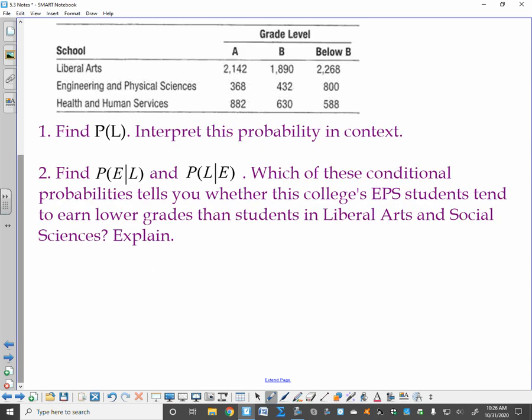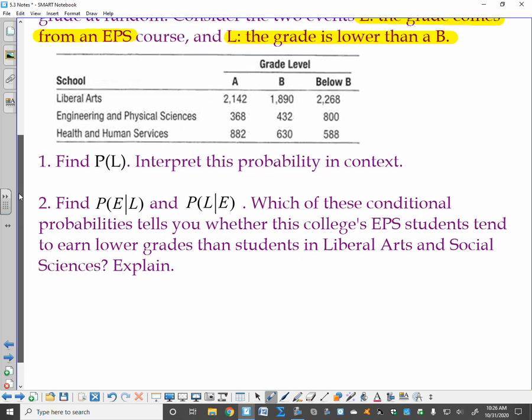Okay, here are my questions. Find the probability of L. Interpret this probability in context. Find P of E given L and P of L given E. Which of these conditional probabilities tells you whether this college's EPS students tend to earn lower grades than students in liberal arts and social sciences? Explain. Okay, here's what I want you to do. I want you to push pause, and I want you to find number 1 and interpret its value. I think you can handle that. And number 2, I want you to find P of E given L, and I want you to find P of L given E, and I want you to think through the second part of that question, and then hit play. But try this on your own.